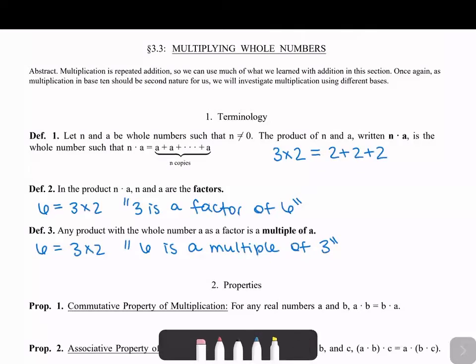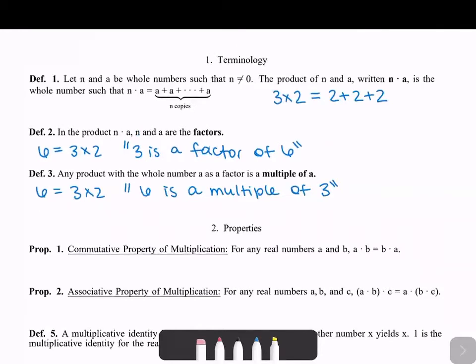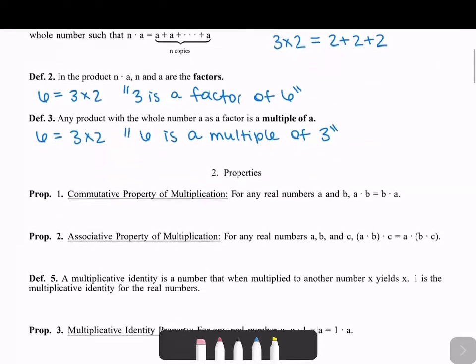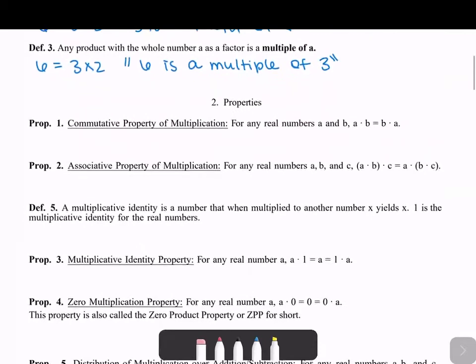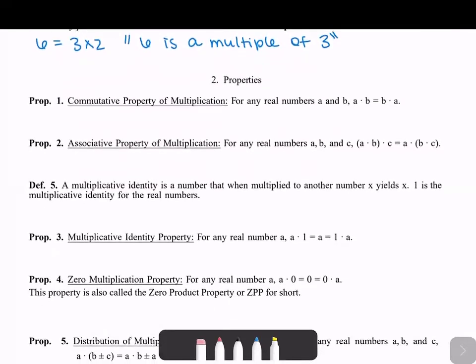Okay, so just like we had properties for addition, we have properties for multiplication, and this makes a lot of sense just because multiplication is repeated addition, so these same properties are going to hold. Again, we are defining all of these for the real numbers. So even though in this section, just like before, we're only dealing with whole numbers, we're going to define this for real numbers because these properties will hold whether we're doing whole numbers, natural numbers, integers, fractions, or real numbers. All of those will hold.